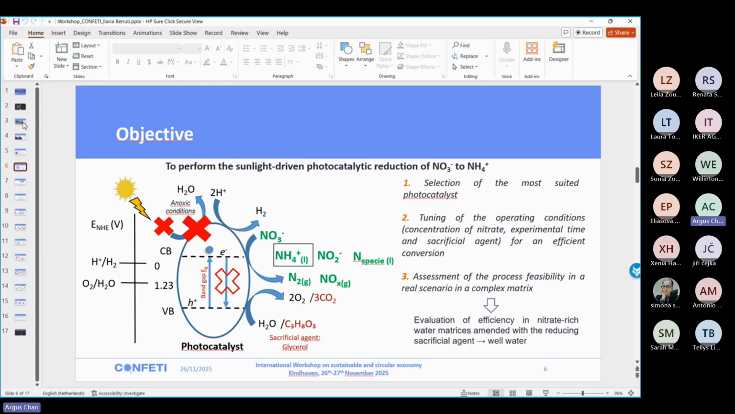What is very important are the anoxic conditions, because the presence of oxygen could react predominantly with the electron to generate water back. So the main objective of this work was the selection of the most suitable photocatalyst, tuning the operating conditions to have an efficient conversion of nitrate into ammonia, and finally assessing the feasibility of the process in a real complex matrix, such as well water with different competing species.